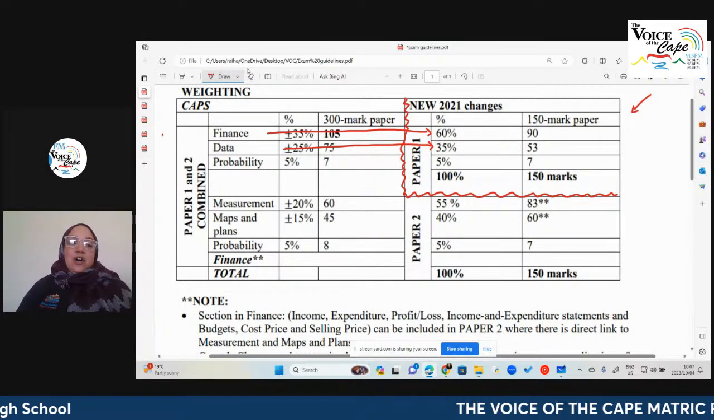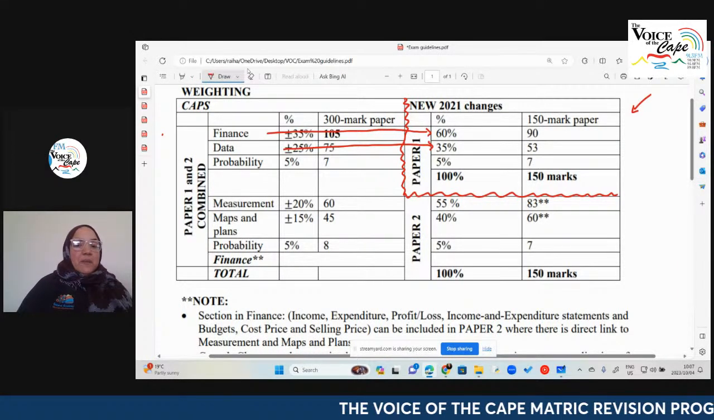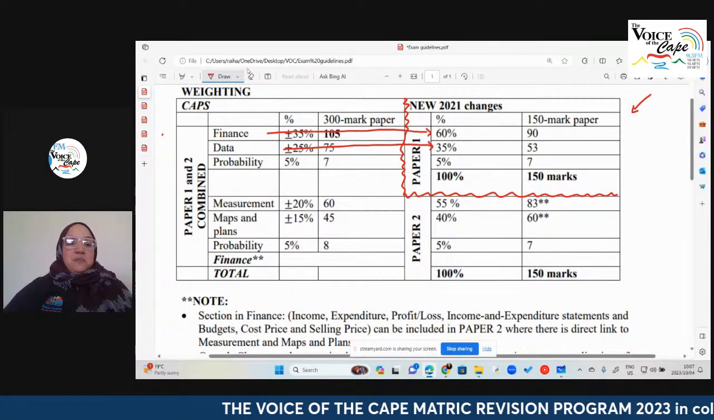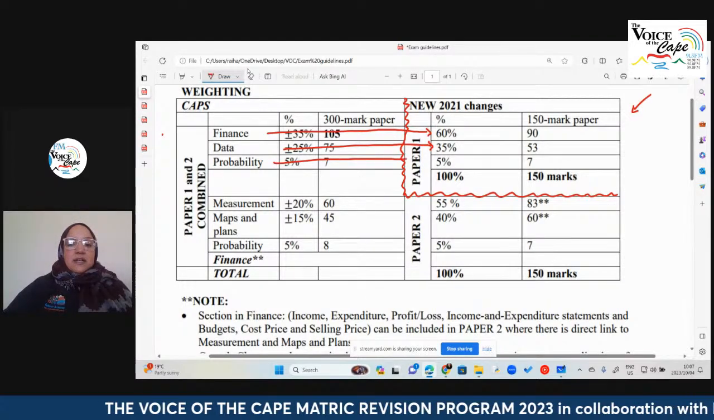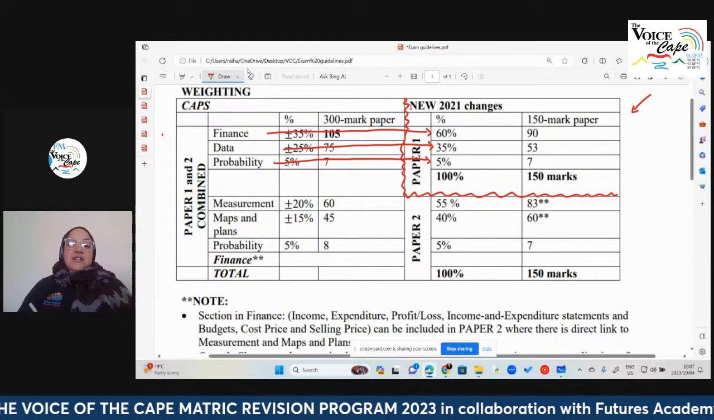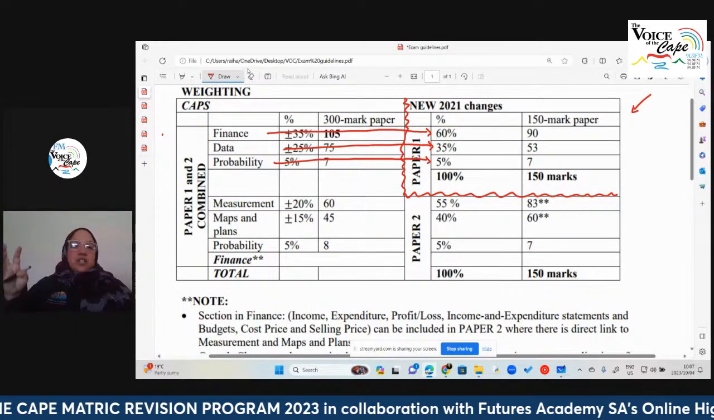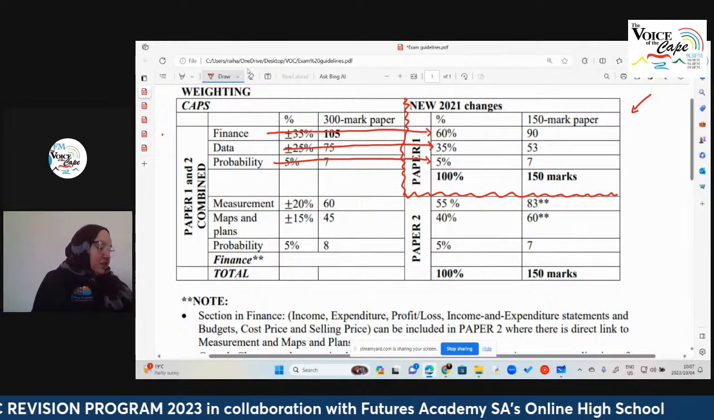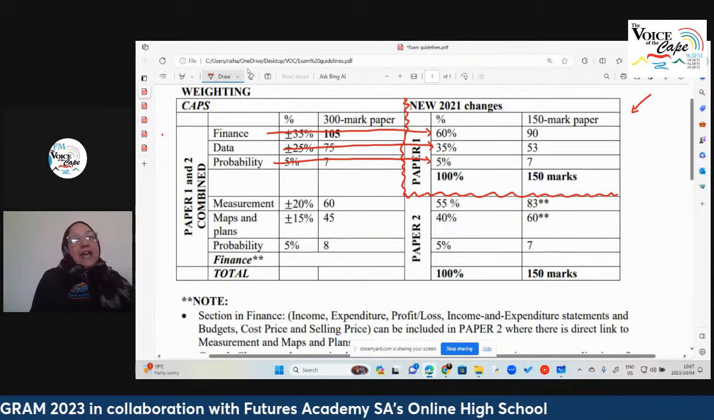And then our last part of our paper one is our probability. Okay. And probability is actually usually not a section on its own. It's actually more of an add-on to questions.